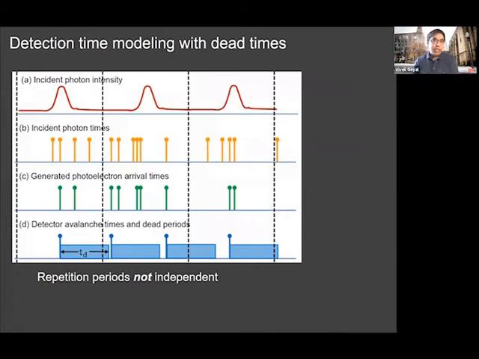But that's actually not accurate in free running mode. The difficulty in more accurate modeling is the lack of independence of detections in separate repetition periods. Here that's visualized with the repetition periods marked by the dashed lines and the dead periods crossing the repetition boundaries. The saving grace is that even though what happens in separate repetition periods is not independent, it's also not arbitrarily complicated. We can show that a Markov model applies.